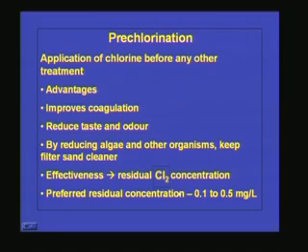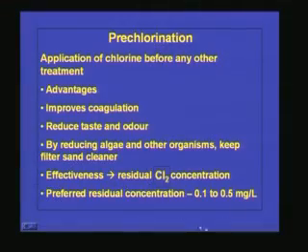If you have sufficient residual chlorine, then all the treatment units will be protected from bacterial growth, and the preferred residual concentration is in the range of 0.1 to 0.5 milligram per liter. If the residual concentration is low, then it will not have the effect. So, it is always advisable to keep a residual chlorine concentration of 0.1 to 0.5 milligram per liter.